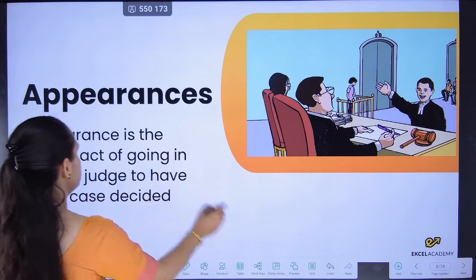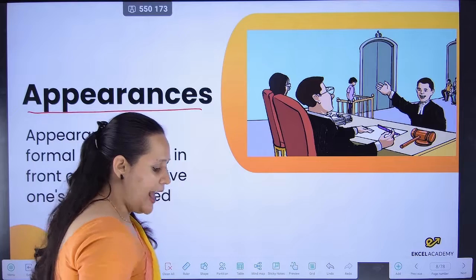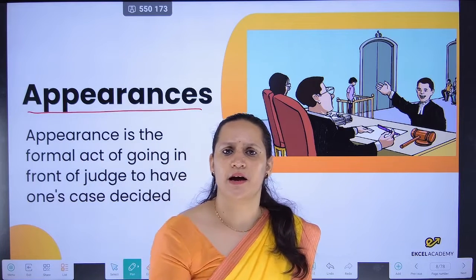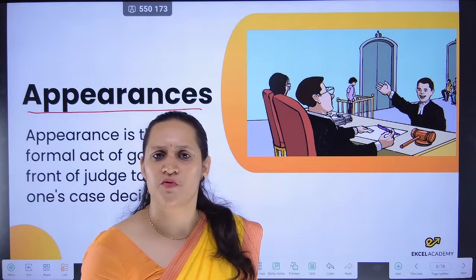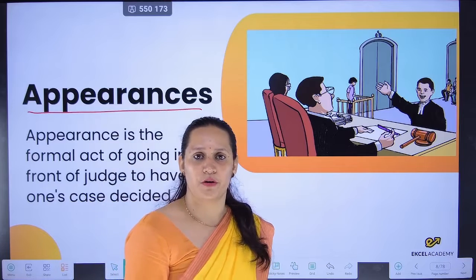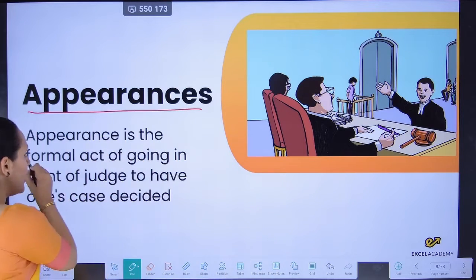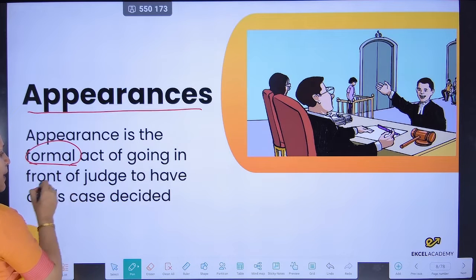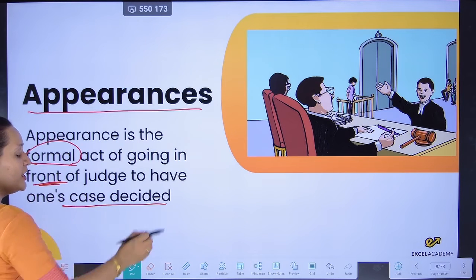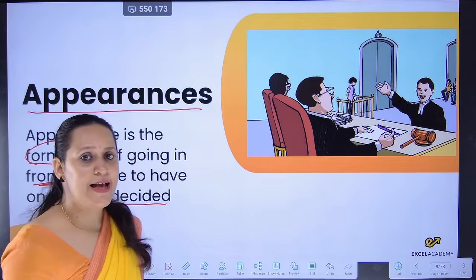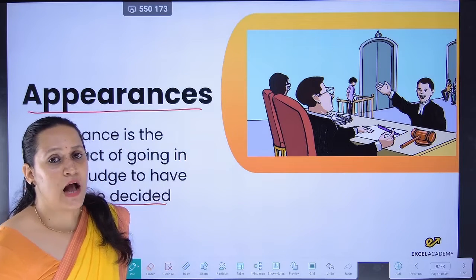Next is appearances. What is appearance? As a company secretary, we have to represent our clients before various regulatory authorities, for example, the National Company Law Tribunal. So at that point in time, when we formally appear in front of the judge to get the case decided for your client, that itself is called appearance.